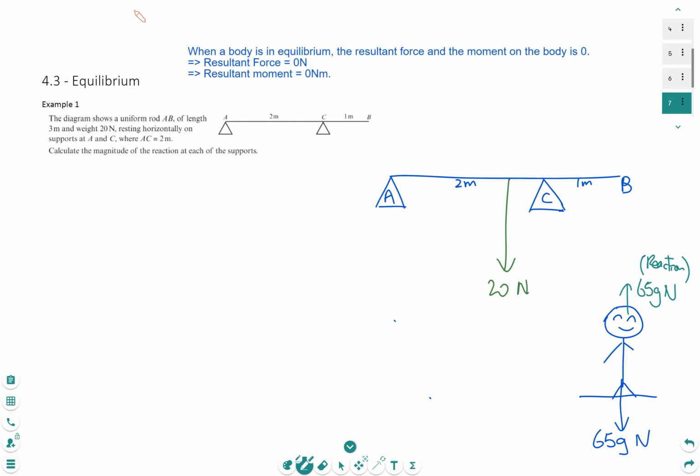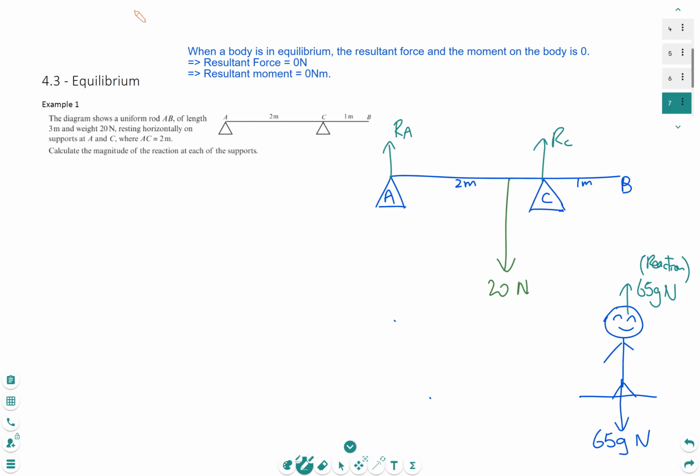So same here. The plank is 20 Newton. The fact that the plank is resting on these two supports but not collapsing is because supports A and C are providing altogether the 20 Newton of support. To notate the support forces, we're going to use RA and RC. That means reaction from A and reaction from C.